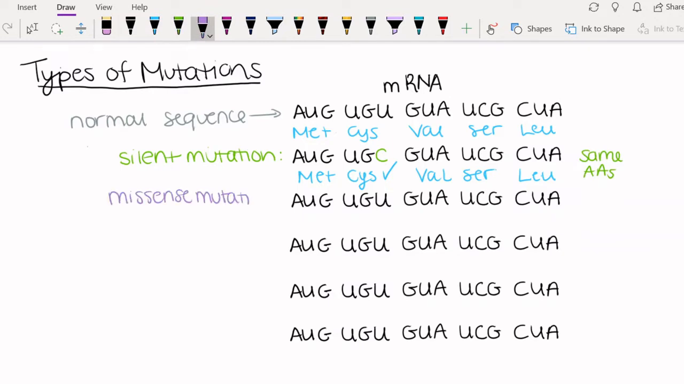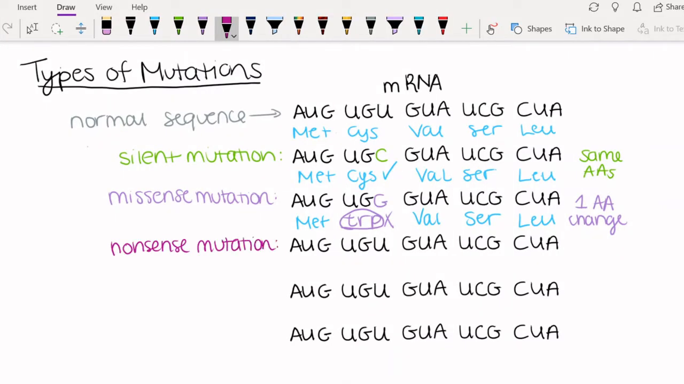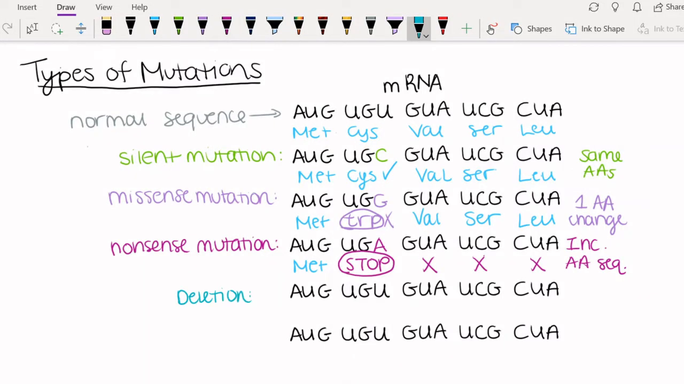The next type is a missense mutation. This occurs when a DNA base is changed, but this time, instead of coding for the same amino acid, the amino acid is different. Nonsense mutations occur when a nucleotide is changed to code for a stop codon instead of an amino acid. As a result, translation ends earlier than it is supposed to, and the amino acid sequence will be incomplete. There are also insertions and deletions, which are pretty self-explanatory.